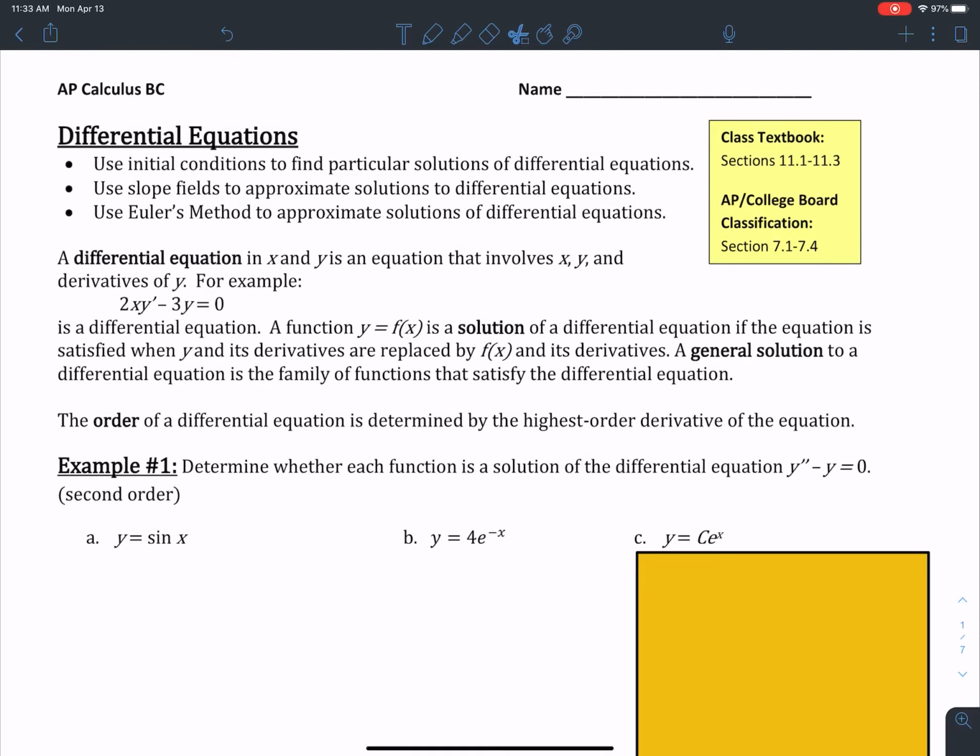All right, so in today's notes, we're going to continue with differential equations. We've done some review on it before, and then we're going to move into some newer stuff like slope fields and Euler's method for today. You can read all the stuff at the top.